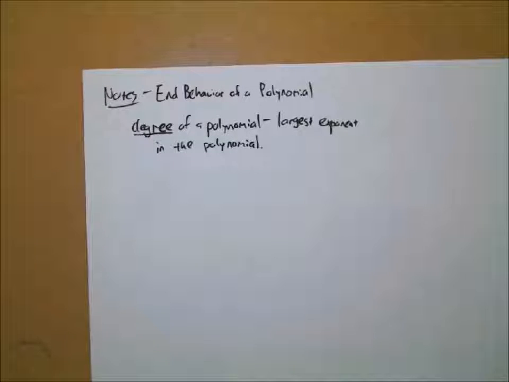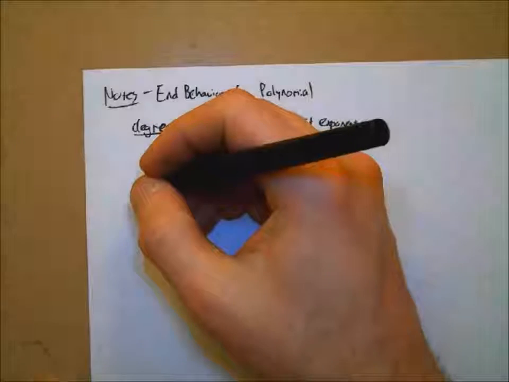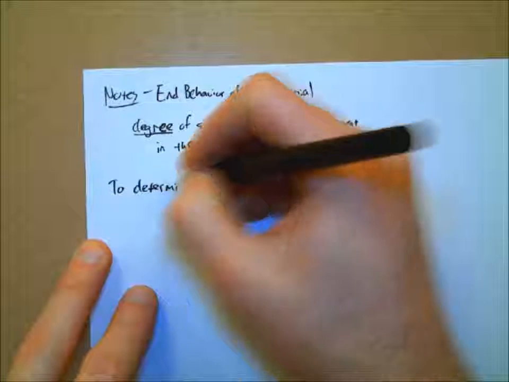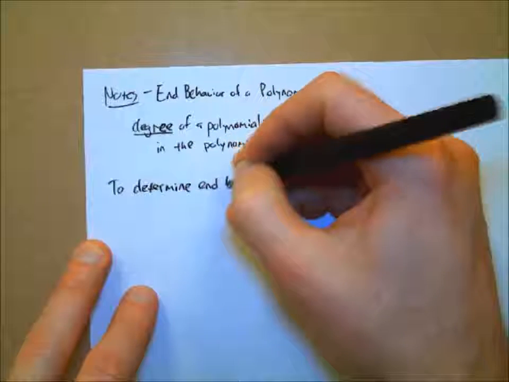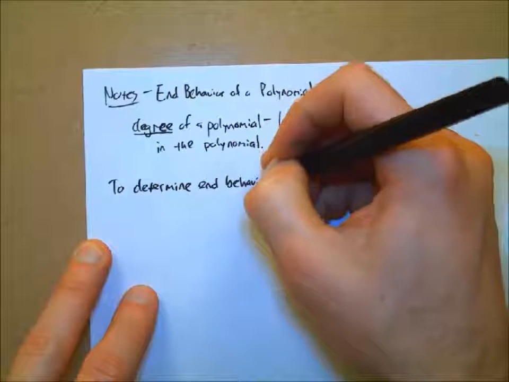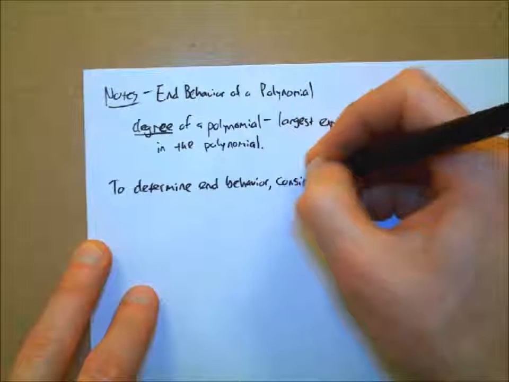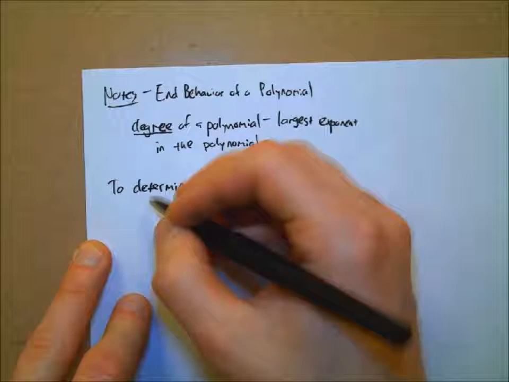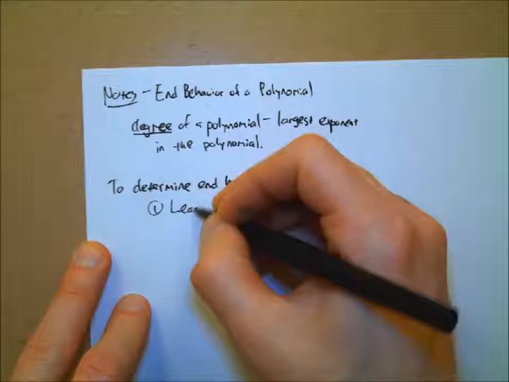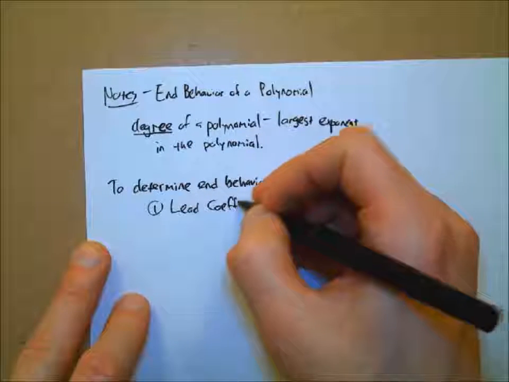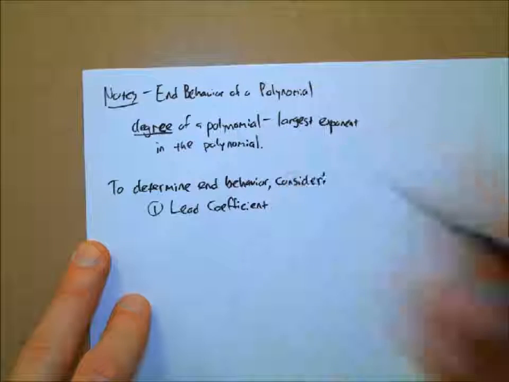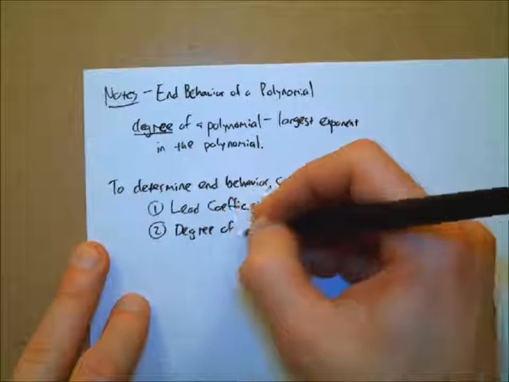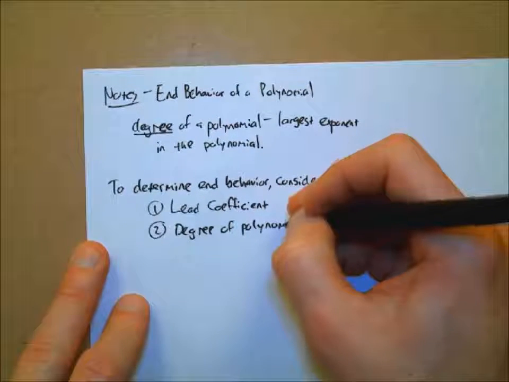So two components help us determine end behavior. To determine end behavior, consider two things: one, the lead coefficient, and two, the degree of the polynomial.